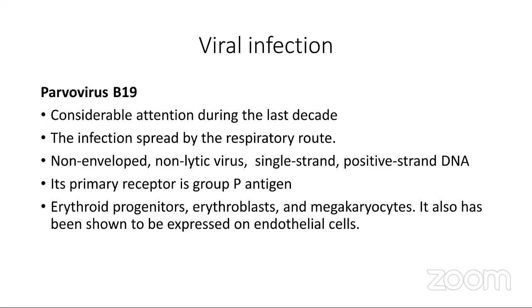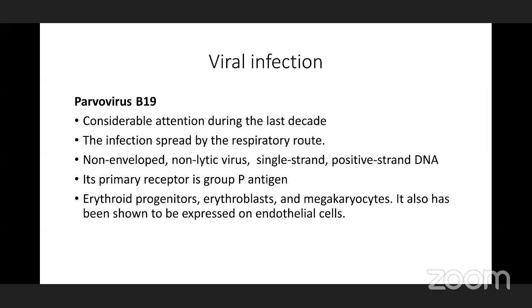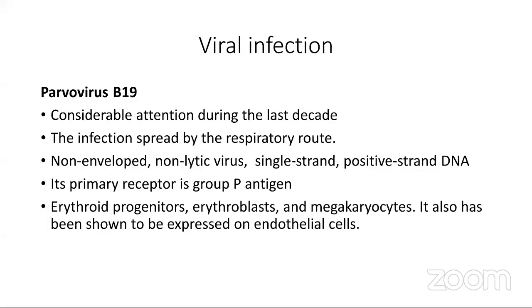This virus is spread by the respiratory route. Some information about the virus nature: it is a non-enveloped, non-lytic, single-stranded DNA virus. Its primary receptor is the group B antigen, which internalizes the virus inside the cells to replicate. This antigen can be found on the erythrogenic cells, megakaryocytes, and also expressed on the endothelial cells. We can say that this virus is an erythrotropic and endotheliotropic virus.